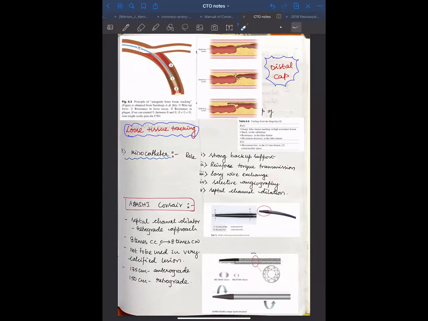as we can see, for penetration we need a different kind of wire. For loose tissue tracking, we need a different kind of wire. And one more thing I forgot mentioning here is the distal cap. If we find it very hard, sometimes as I mentioned before, we enter the true lumen, again we might need to upscale the wire, leaving in a microcatheter in this channel, to something with more penetrable power, as one can understand.